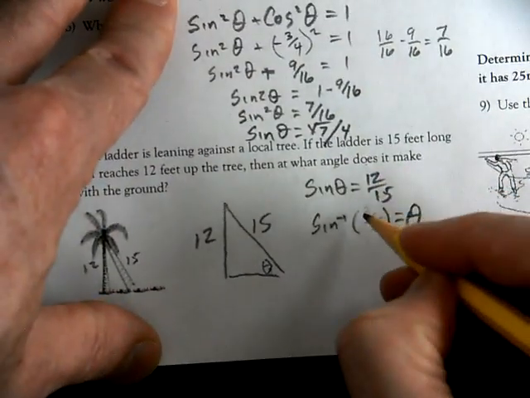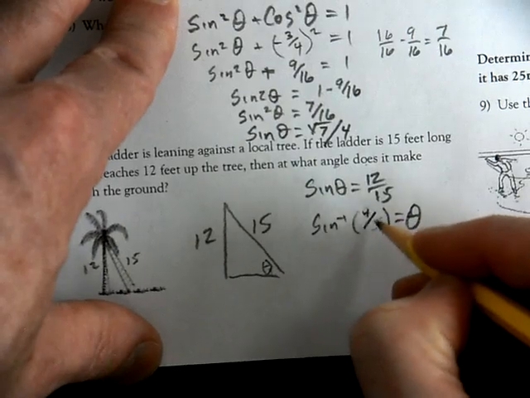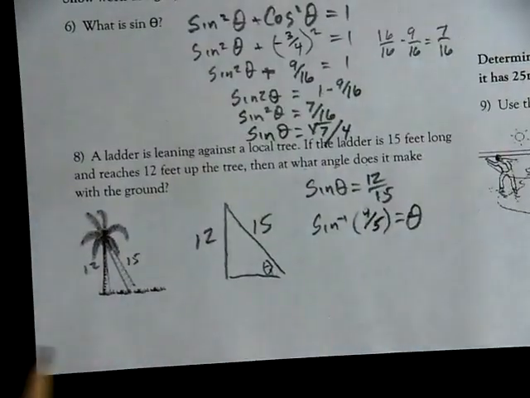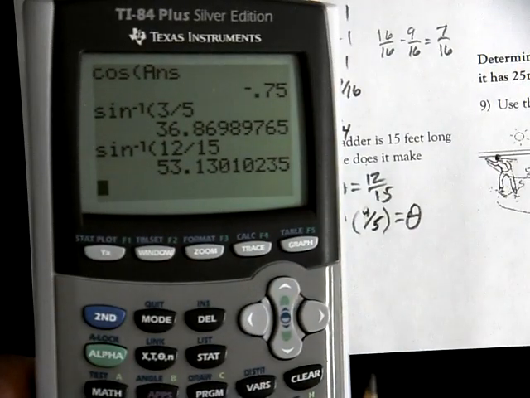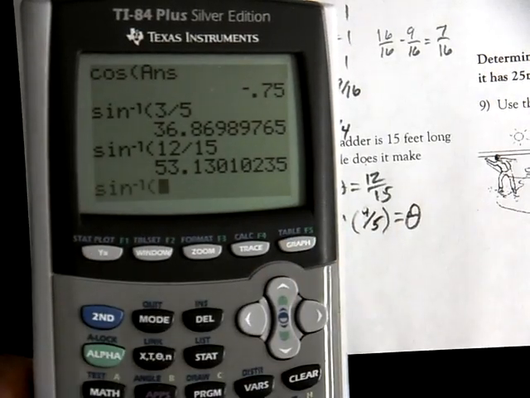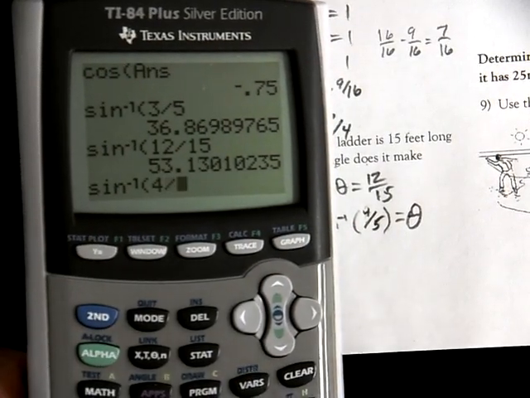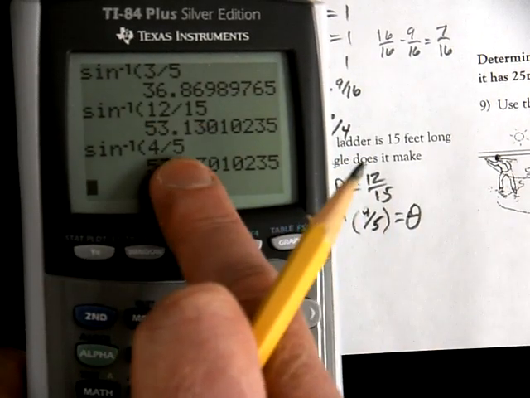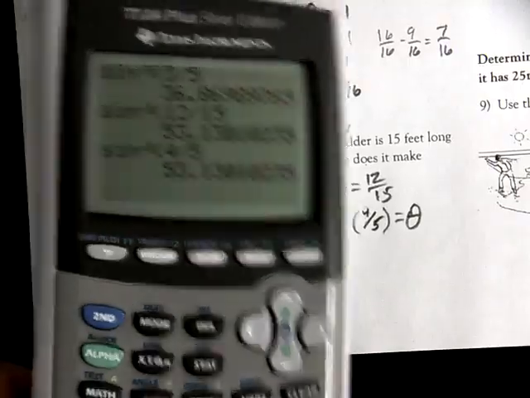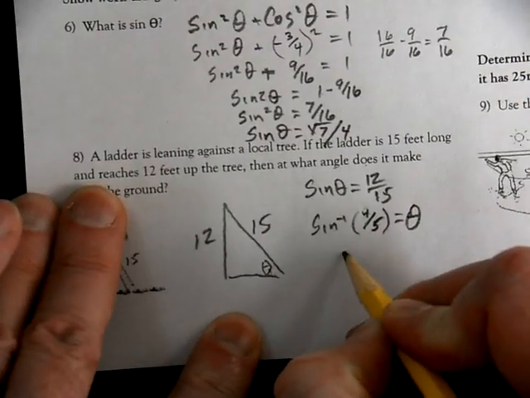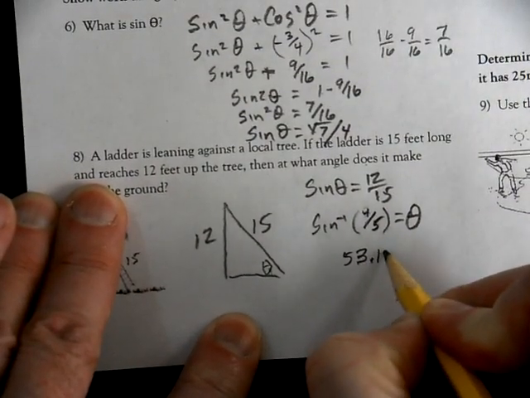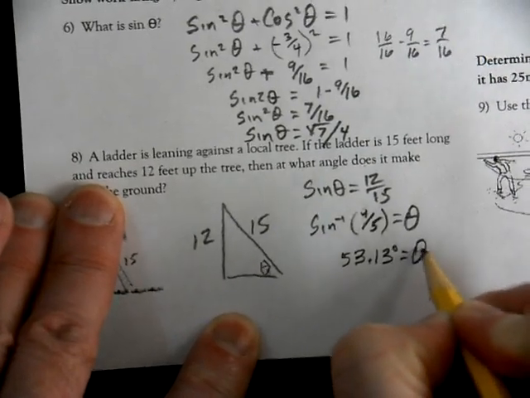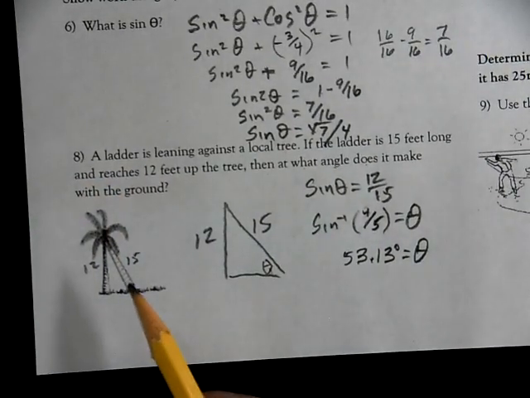So 3 goes into that 4 times. 3 goes into that 5 times. How about that? Okay, let's try that again. So sine inverse of 4/5 should be the same thing as sine inverse of 12 over 15. That was a bit scary. It's good I checked my work. So that's the angle this should be making with the ground.